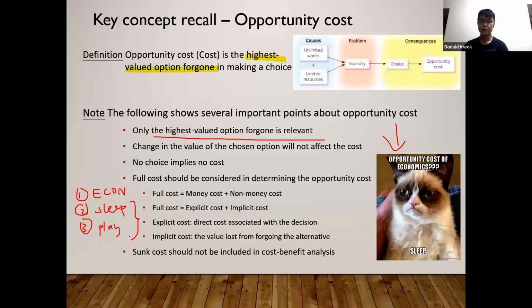All right, the third point: no choice implies no cost. So this should be straightforward. If you don't even have a choice to choose from, you must engage in that activity, then there's nothing that you have to forgo. So no choice implies no cost.